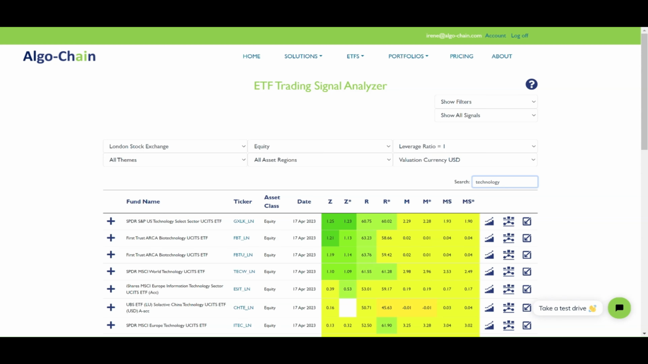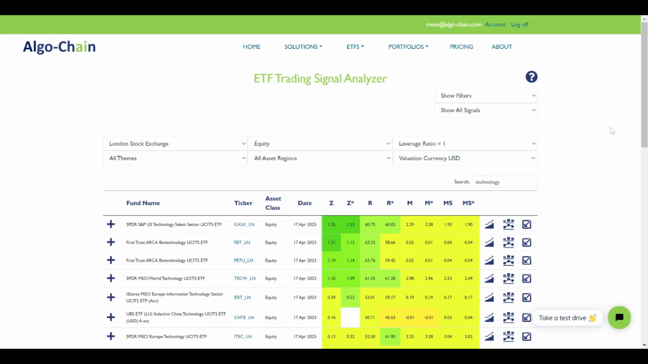Next is the MACD, which stands for Moving Average Convergence Divergence. It is used to identify trend changes and momentum in an asset. The MACD is calculated by taking the difference between a 26-day and 12-day exponential moving average of the ETF's price. The MACD signal, MS in the table, is the exponentially smoothed MACD. A trading signal is generated when the MACD line crosses above or below the signal line. A cross above the signal line is considered a bullish signal, while a cross below the signal line is considered a bearish signal. Therefore it can be used to identify potential entry and exit points for a trade.